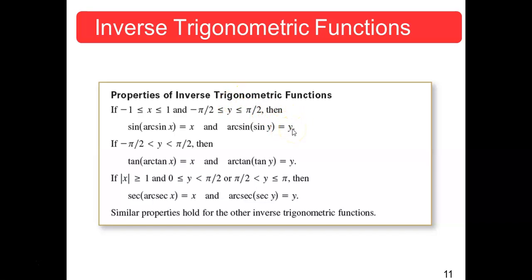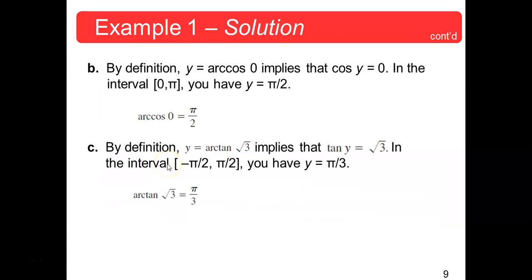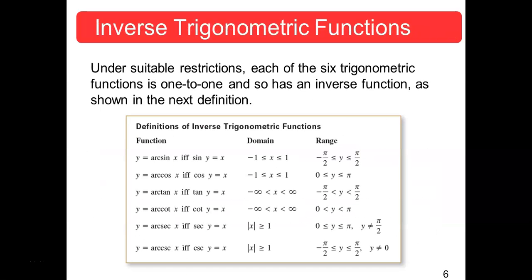So for the next one, if minus pi over 2 is less than y less than pi over 2, then we have the following properties for tan and its inverse function. Note that it doesn't have anything for x here, because x can basically be any real number. If we look back at arctan, the domain of arctan was all real numbers.